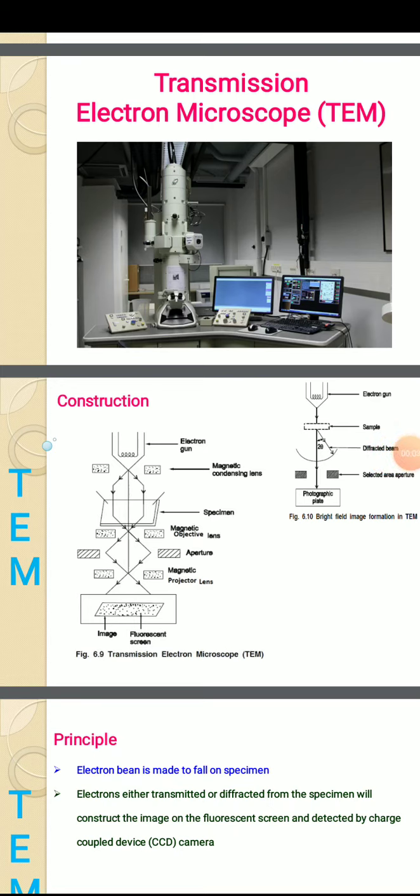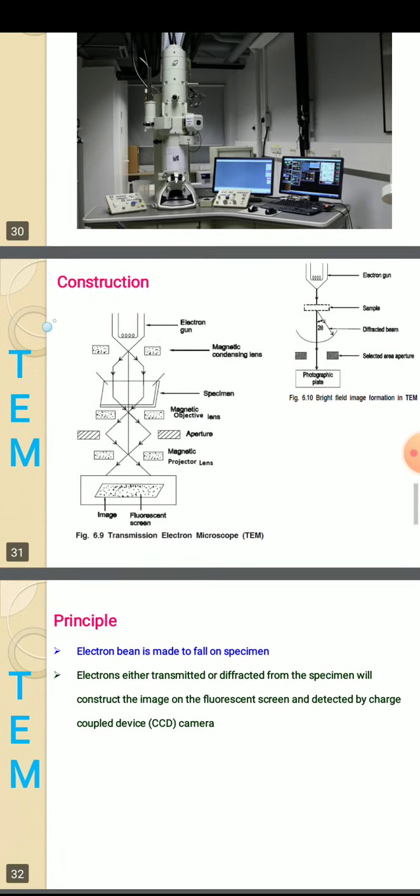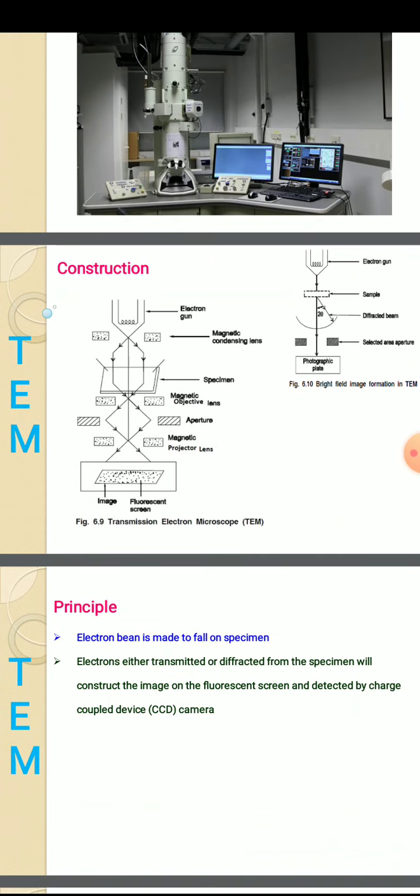Okay, now we are going to see the next type of microscope, that is the transmission electron microscope, in short form TEM. See, this is the instrument of our TEM. Construction diagram: this is also like the scanning electron microscope. A scanning electron microscope can view the defects only on the surface.